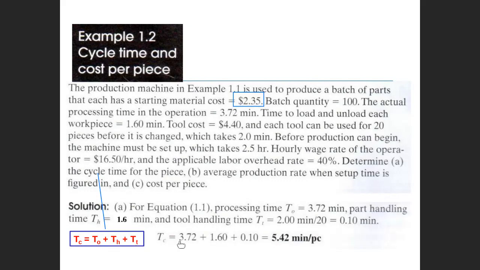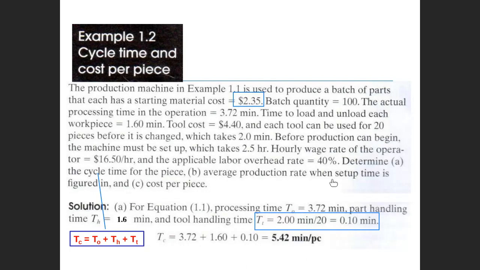Okay, guys? TO is the operation time. The operation time he gave us here is 3.72. TH is the handling time, 1.6, the workpiece handling time. TT is the tool change time. Tool change time is 2 minutes for 20 pieces, so you divide 2 by 20. This is the TT, 2 by 20, which is 0.1 minute. Then you put 0.1, this is the TC. This is the first question.